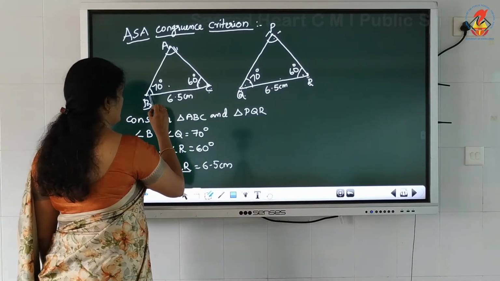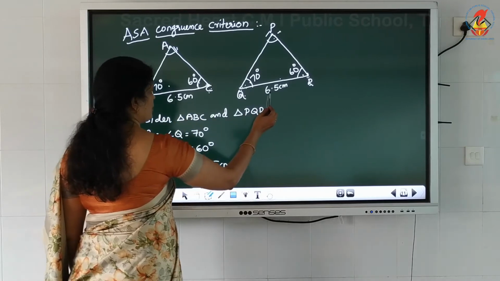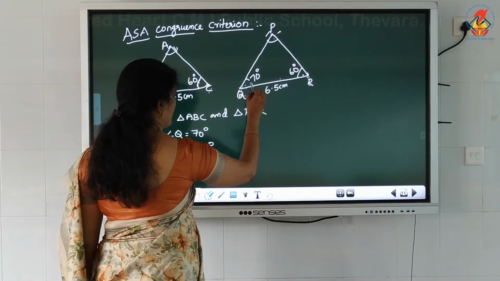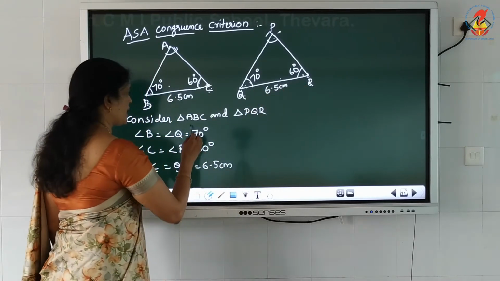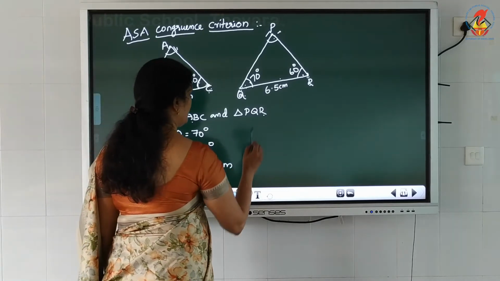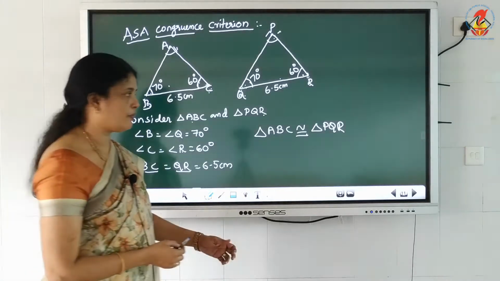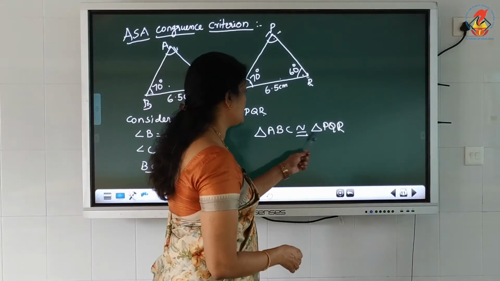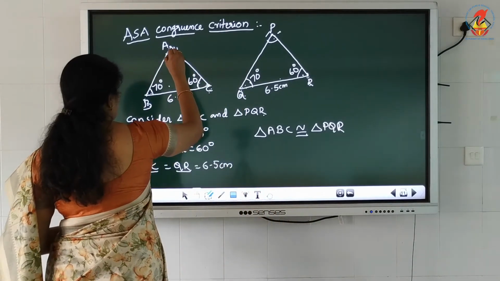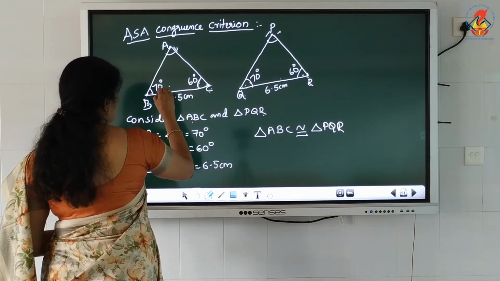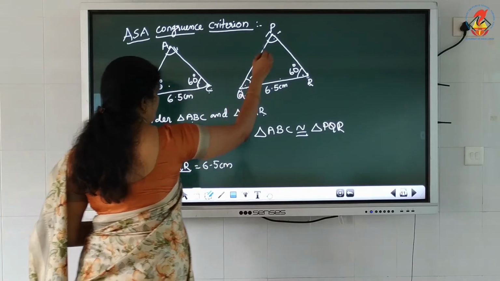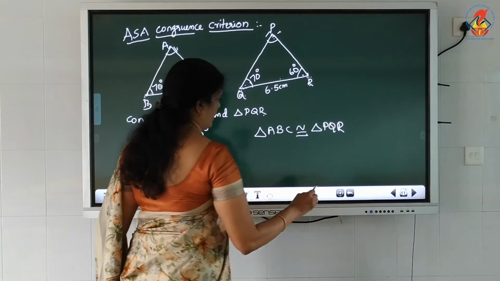BC is the included side of angle B and angle C, and QR is the included side of angle Q and angle R. That means triangle ABC is congruent to triangle PQR. Therefore, these two triangles are congruent. Then you can write in the symbolic form: triangle ABC, start from vertex A, then B, where angle B is showing 70 degree, then C, and in the same way PQR.